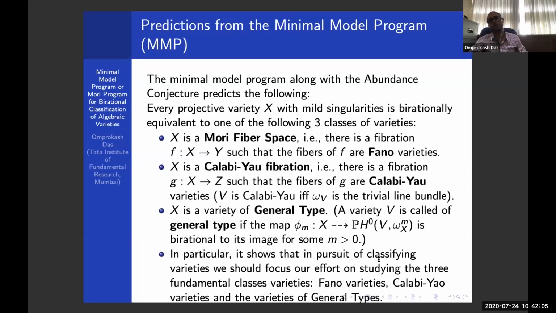These are the fundamental classes of varieties: Fano varieties, Calabi-Yau varieties, and varieties of general type. This is the precise information that the minimal model program gives us, along with its conjectures, if you believe the conjectures to be true. Now, what about the conjectures?